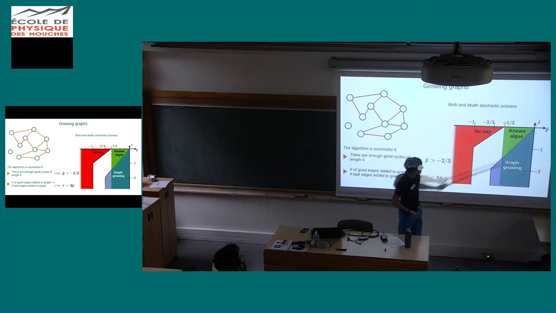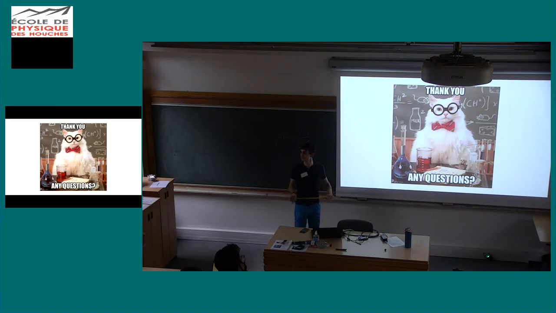And finally, we see that this algorithm manages to break into this region, and you get to p hat equals minus 2/3. And that's it. I'm done. Thank you.